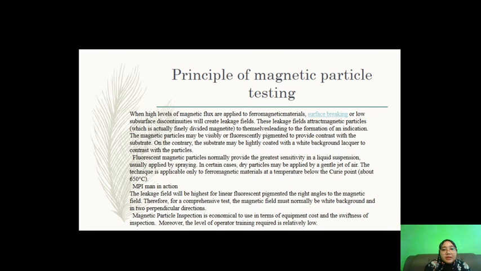Principle of magnetic particle testing: when a high level of magnetic flux is applied to ferromagnetic materials, surface breaking or low subsurface discontinuities will create a leakage field. This leakage field attracts magnetic particles, which are finely divided magnetic material, to themselves, leading to the formation of an indication on the substrate.